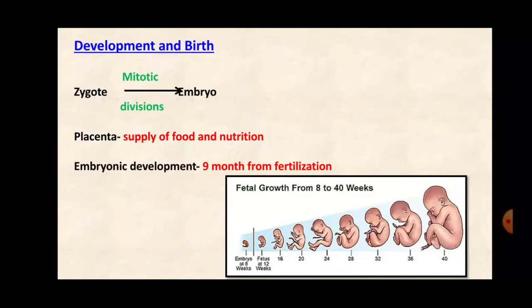In the picture you can see how the embryo looks at 8 weeks, just the beginning. Gradually after 12 weeks it is known as a fetus. Then you can clearly see how the development takes place, how the growth takes place. Each and every organ starts to develop, the size of the baby increases, and you can see how it looks at approximately the 40th week. So this is how the development of the baby takes place, and then the baby is ready for the birth.